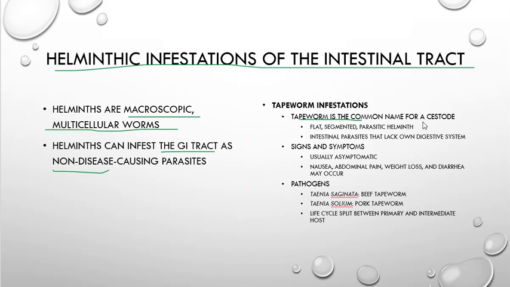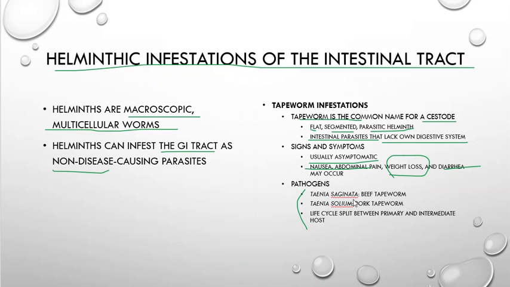Tapeworm is what we normally call the cestode. It's a flatworm. It has segments. It's definitely parasitic. These guys don't have a digestive system. They hook onto yours and suck on it. Usually asymptomatic. You can get nausea, abdominal pain, weight loss because they're taking part of your food. Diarrhea.